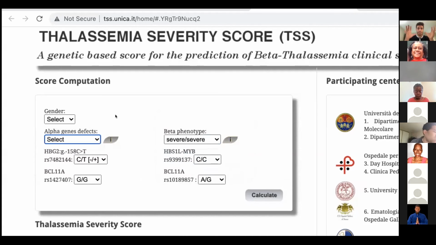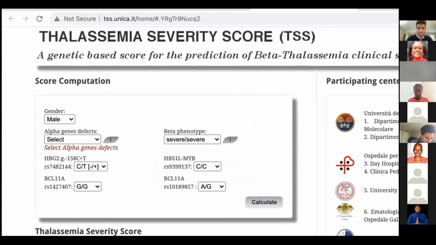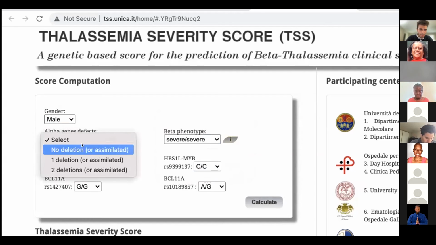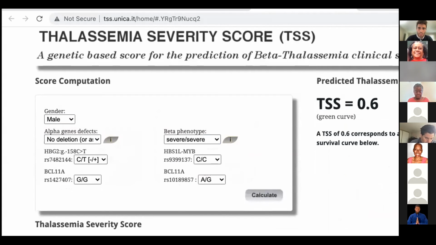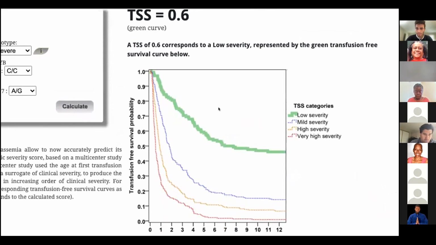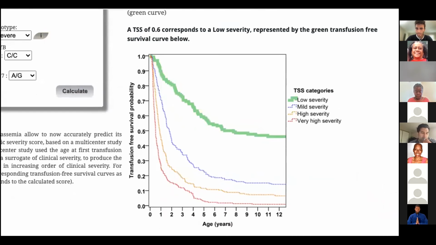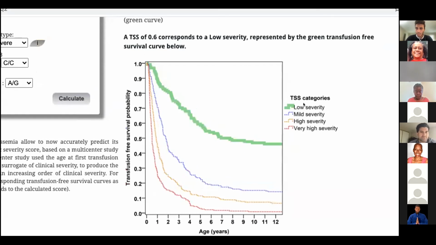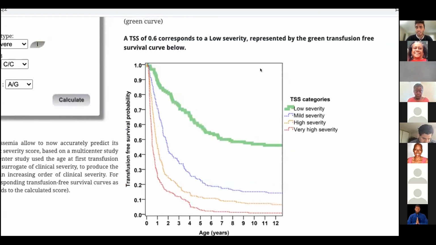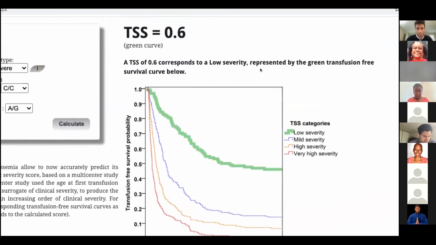So this is for each patient. Let's say I'm a male, with no deletion in the alpha gene. You can calculate the disease severity, and it will show you a graph like this, showing what kind of severity you're going to have. So taking everything into effect, it says that you're going to have low severity clinical outcomes.